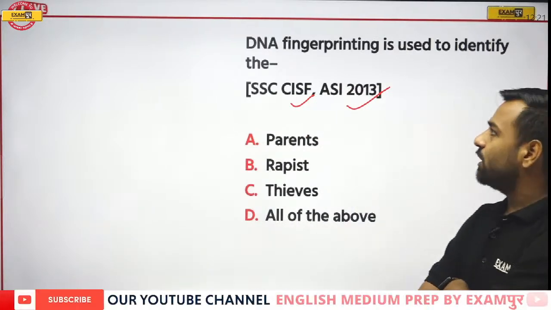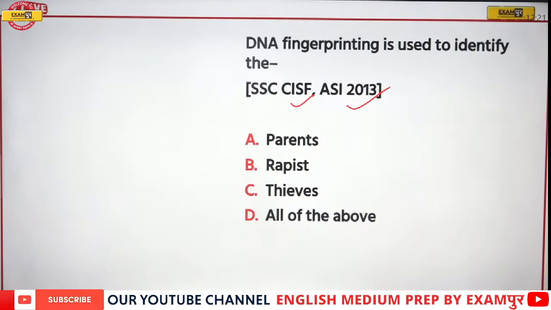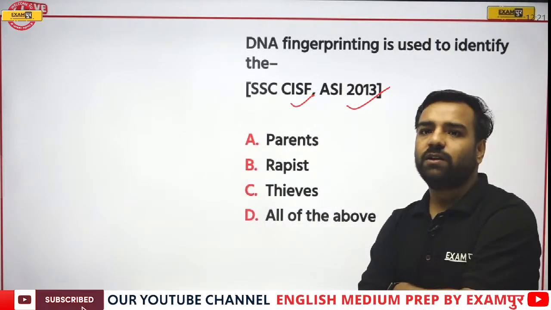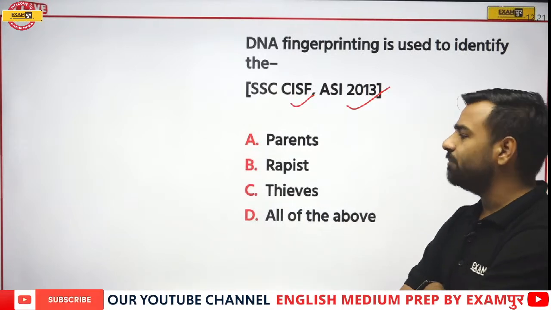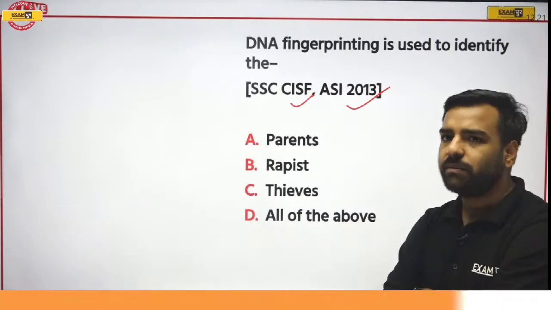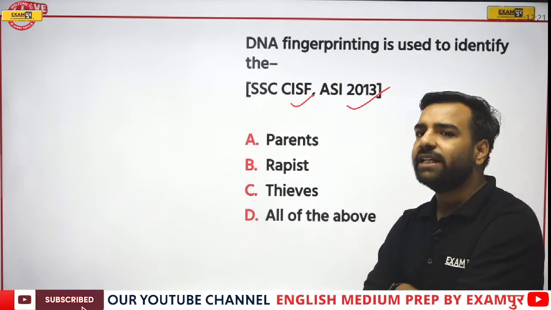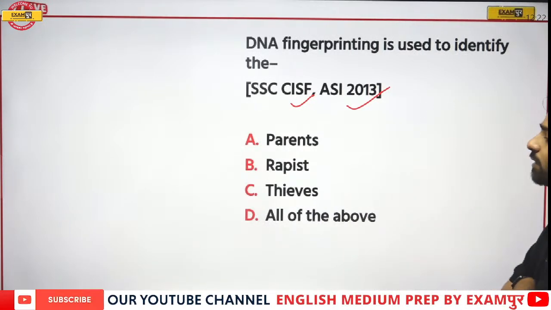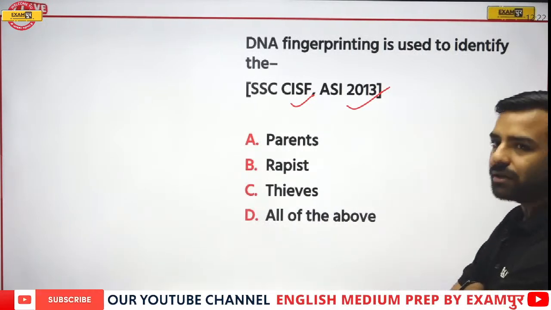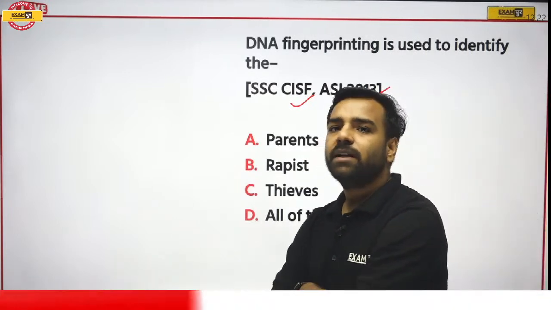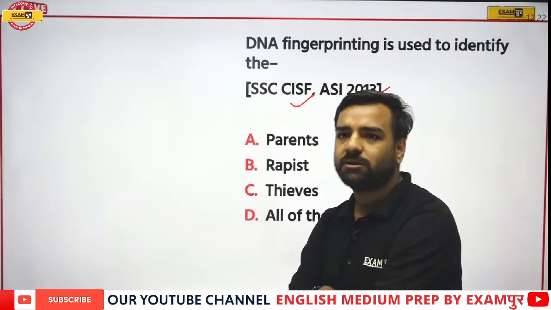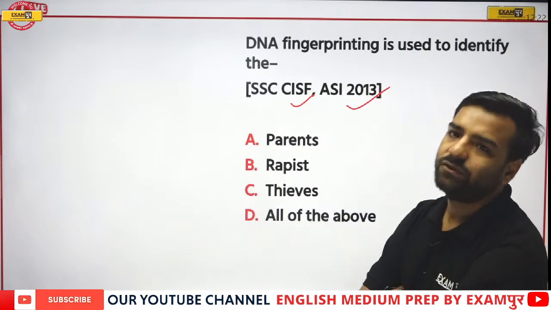My question is, if I talk about DNA fingerprinting, this is used to identify what? This question is from CISF ASI 2013. So it is for what? Ilma Singh said it would be for identifying the parents. Okay, that is option A. Momita is with D, saying sir, it would be all of the above: parents, rapists, thieves, everyone. Then Udbhav is with A, just parents. Correct. Asif is sure that it would be D.